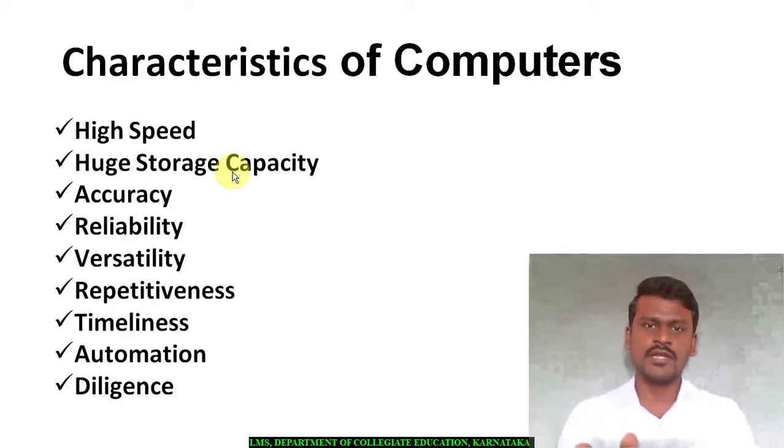You can store it in a computer and you can use it whenever you want and as many times as you want, right?